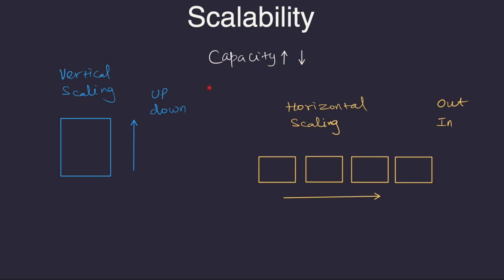When it comes to scaling, we have two types of scaling options. One is called vertical scaling and the other one is called horizontal scaling. Vertical scaling is basically increasing the capacity of your single node.